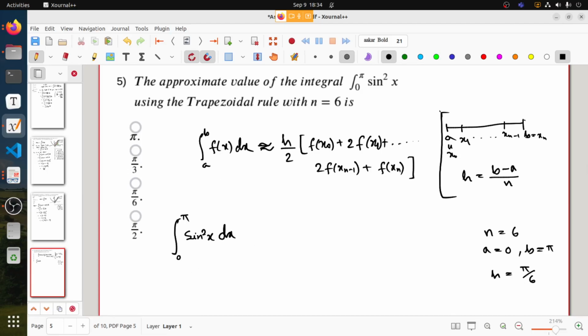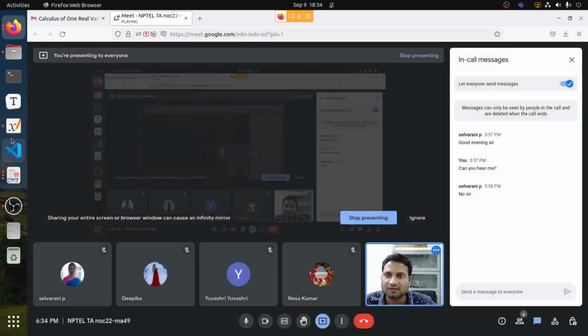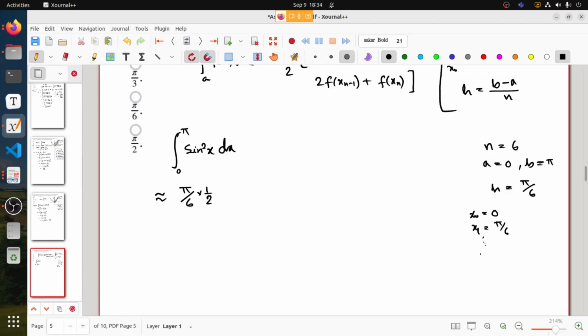So this will be approximately equal to pi by 6, h by 2, right? 1 by 2 is there. Now x0 is what? In this case x0 will be 0, right? What will be x1? 0 plus pi by 6, so it will be pi by 6 and so on, and the last point, x6, will be pi, right?